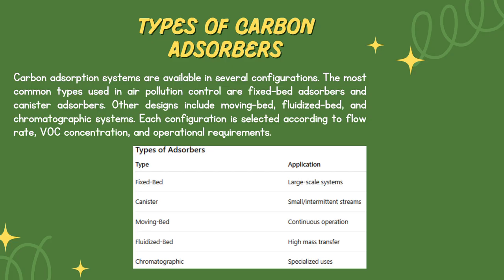Types of carbon adsorbers. Carbon adsorption systems are available in several configurations. The most common types used in air pollution control are fixed bed adsorbers and canister adsorbers. Other designs include the moving bed, fluidized bed, and chromatographic systems. Each configuration is selected according to the flow rate, VOC concentration, and operational requirements.